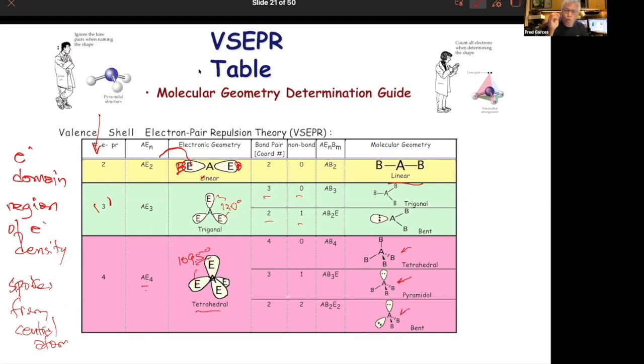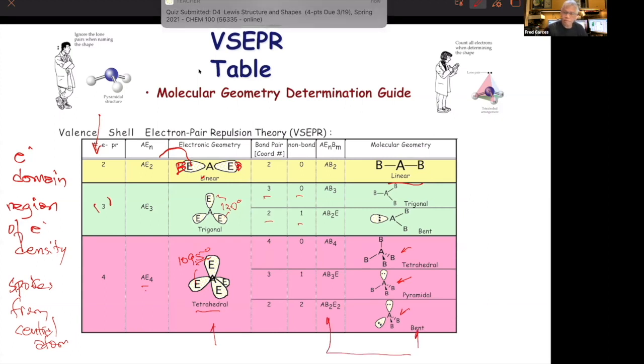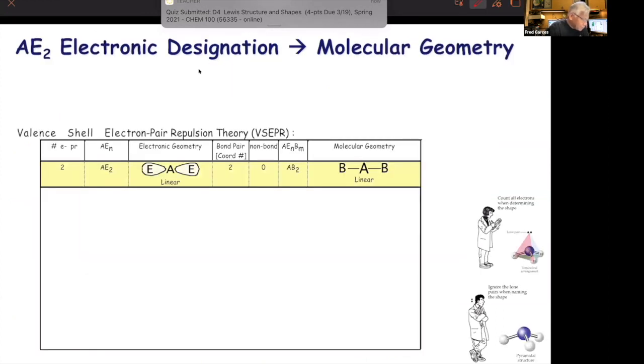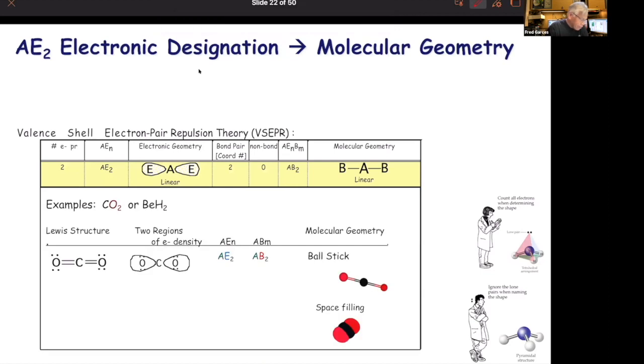So when you get to this point, you can just use this chart to figure out first your electronic geometry, molecular geometry, and its designation. You want to use this chart. It makes it easier. So let's take a look at the linear configuration. Carbon dioxide is linear. Why? There's 2 regions of electron density around that. Again, pay attention to the central atom, always the central atom.